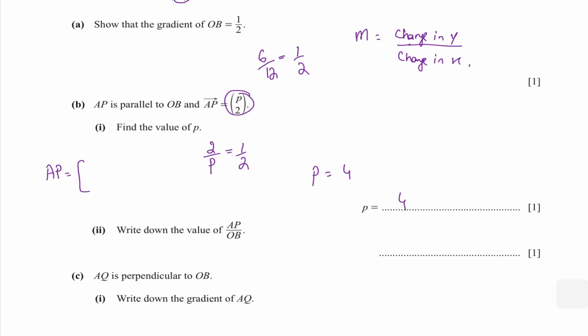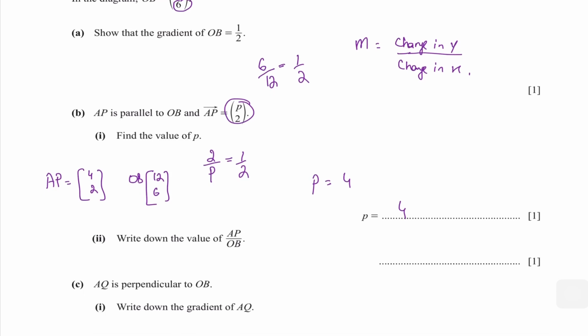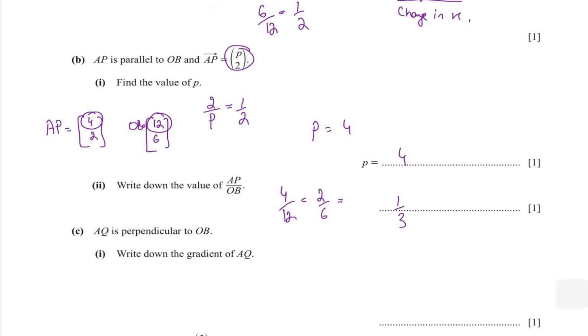So AP, since we have the value of P, that's 4, 2, and we have OB, and OB is 12 and 6. Since AP is going to be in the numerator, I'm going to take 4 and divide it by 12. So 4 upon 12 is equal to 1 upon 3. I could have done this with the y components as well and still gotten the same answer. Let me show you. 2 upon 6 would have also given me 1 upon 3.